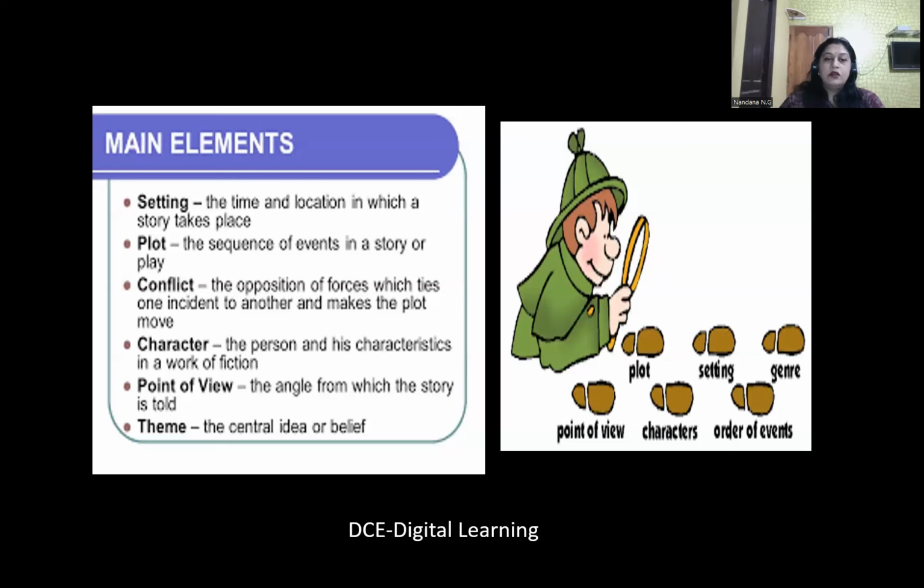Character, the person and his characteristics in a work of fiction. Point of view, perspective, the angle from which a story is told. Theme, the central idea or belief.